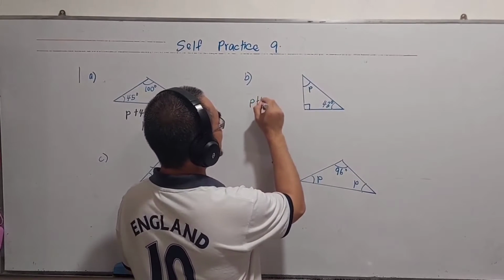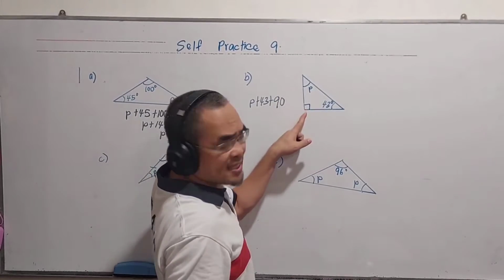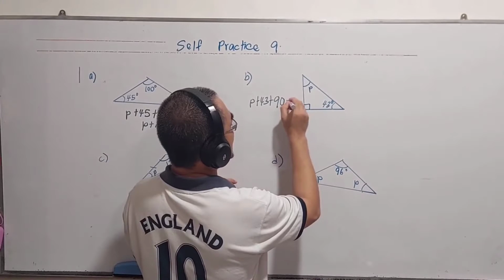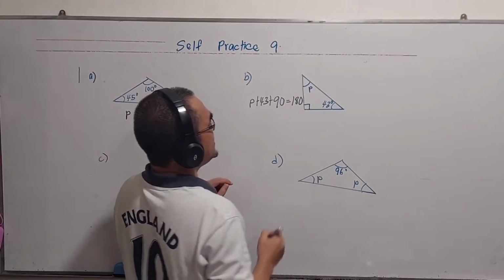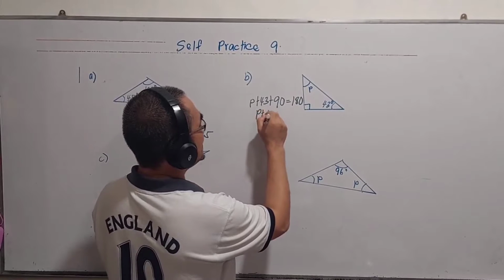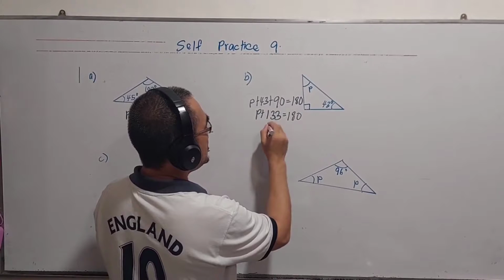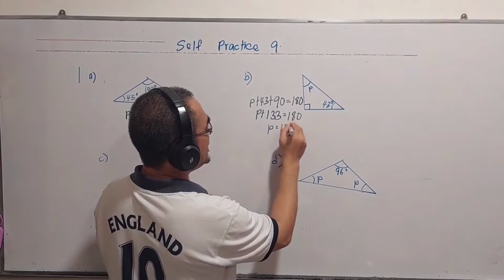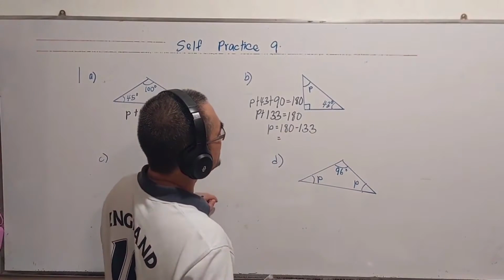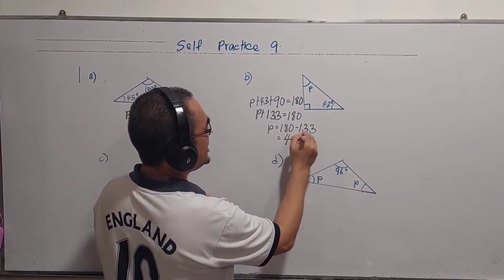P plus 43 plus 90, this is 90 degrees. You draw like a box. Is equal to 180. So here is 133. So P plus 133 is equal to 180. So the value of P is 180 minus 133. Okay, so it is 47 degrees.